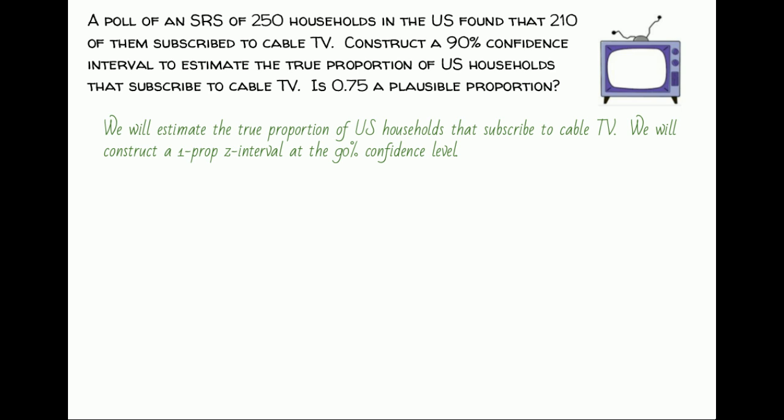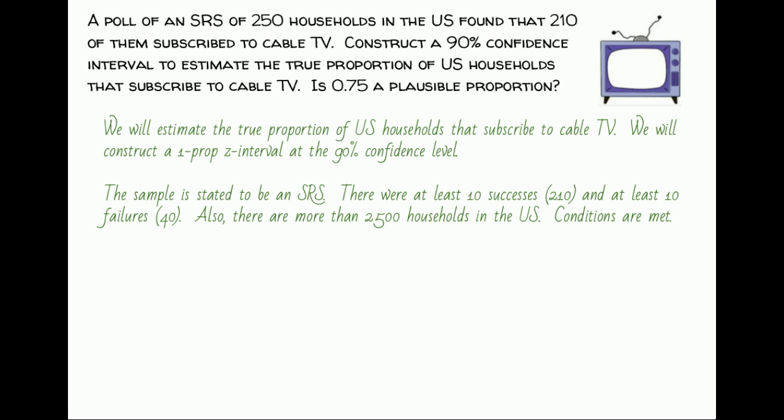In the second step, what we need to do is explain the type of interval we're going to create and show that all the conditions are met. Now we kind of did that already. We have stated that we will construct the 1 prop z interval at the 90% level. And the conditions that need to be met are that, number 1, it's an SRS, and the sample is stated to be an SRS. We need at least 10 successes and 10 failures.